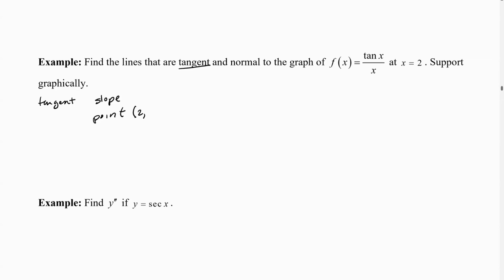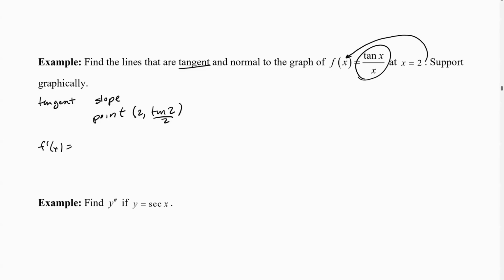Well, 2 comma what? Well, how about 2 comma tan of 2 over 2? That's what I get when I put this 2 into that function. Now, what number is that? I don't know. Tan of 2 over 2, though, is a perfectly legitimate expression of a value. So we're just going to leave it just like that. All right, slope. How about the slope? Well, I think I'm going to have to find f prime.